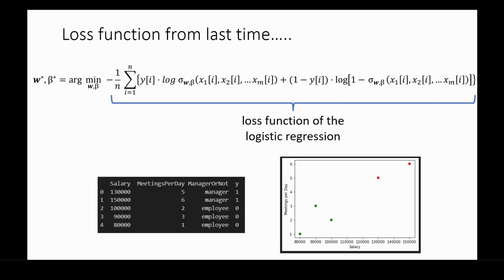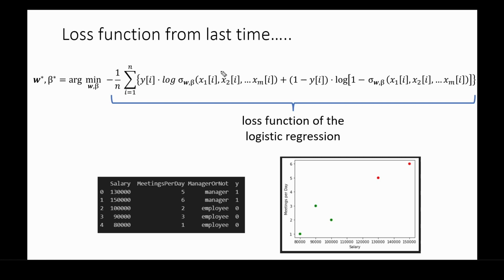Also, in my previous video, I derived the loss function of logistic regression, and basically the primary goal for logistic regression is to find this w, which are the weights, and beta, which is the intercept, that will minimize this loss function of logistic regression.